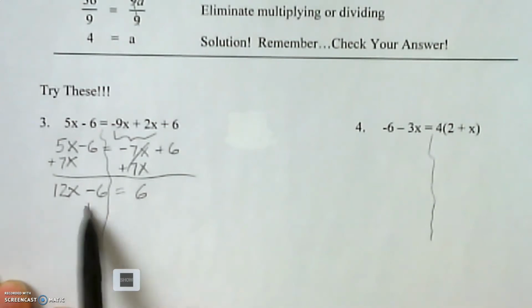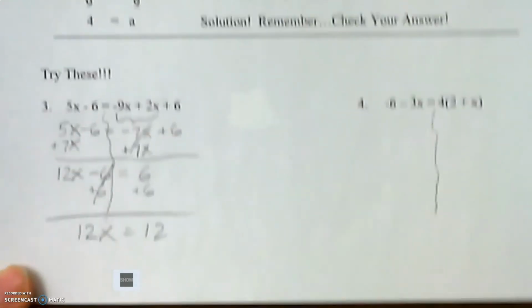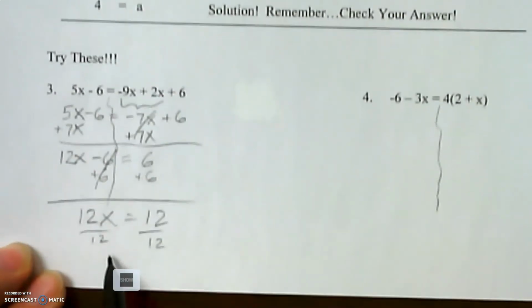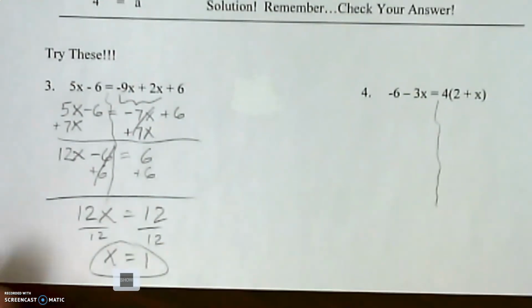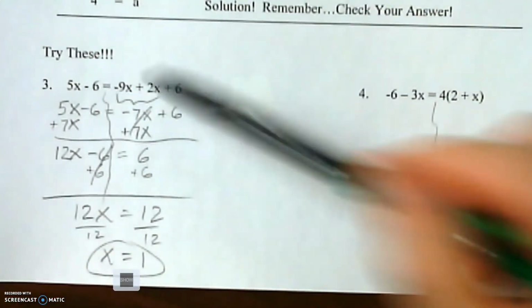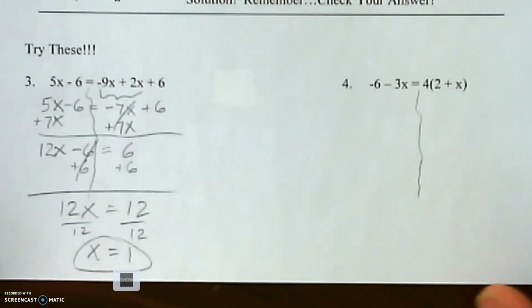Now I want x by itself. I'll add 6 to both sides. Bring down 12x. And our last step, we will divide by 12. And you can see that x equals 12 divided by 12, which is 1. So there's an added step there of combine like terms. That's why these are considered multi-step.